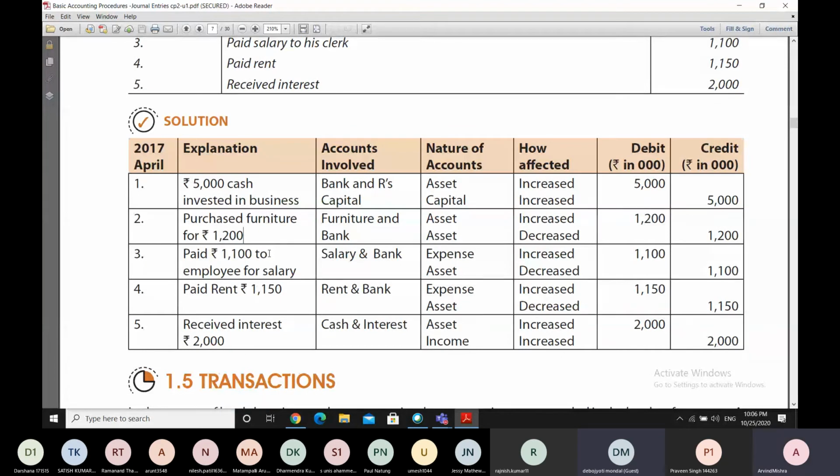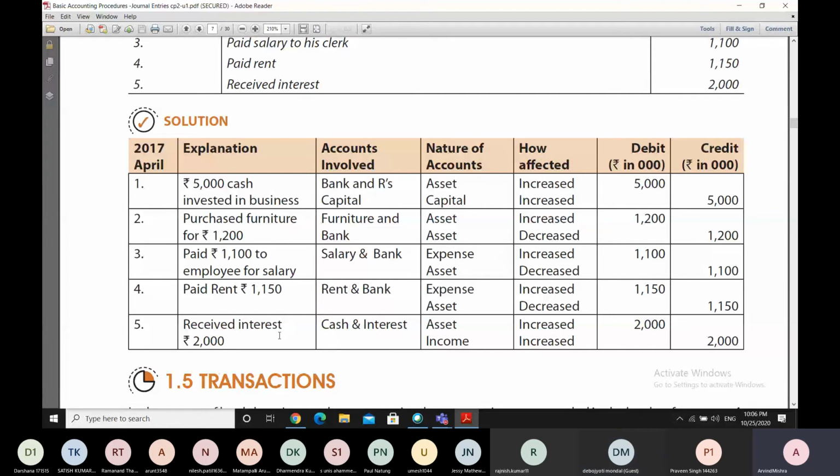So what is the second question? Similarly, sir, in column number 5, it is written that received interest rupees 2000, and in accounts involved it is cash and interest. So it is not a banking interest, right? Same thing is here again, cash. The interest is received in cash, and they are assuming that the interest is received in cash.